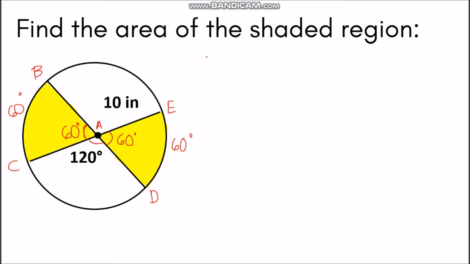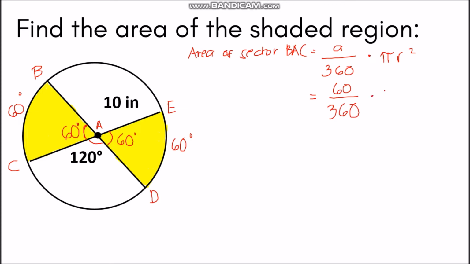Now, we can already solve for the area of sector BAC. Let's solve this first and then we will multiply it by 2 at the end so that we can get the total area of these two sectors. So area of sector BAC, we can solve it using A over 360 times pi r squared. A here is the measurement of the arc, and that is 60 over 360, multiplied by pi. Then r is the given radius, which is 10, then squared.